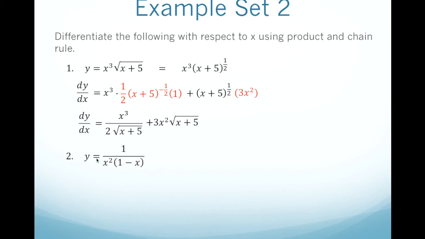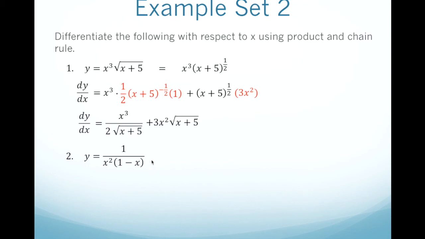Now let's take a look at number 2. Number 2 is 1 over x squared times 1 minus x. So there's a division involved. For us to convert the division to multiplication, what we can do is bring up the denominator to the numerator, provided that the index will become negative, because from positive to negative, we write it with its opposite sign.